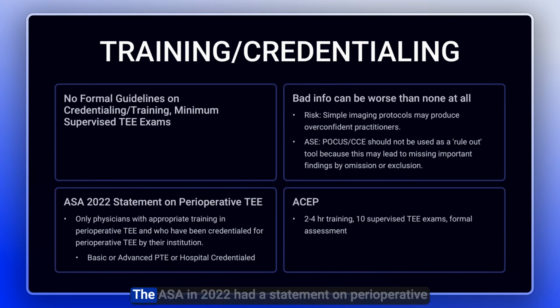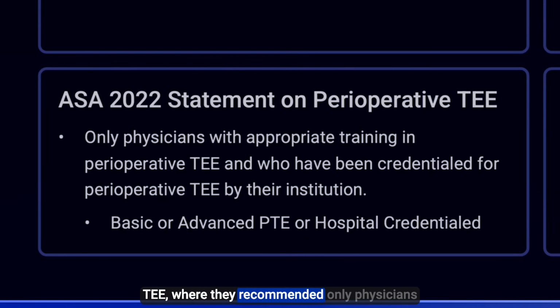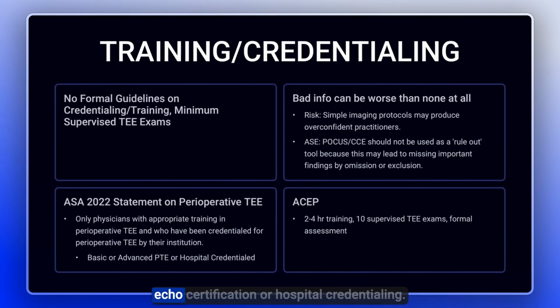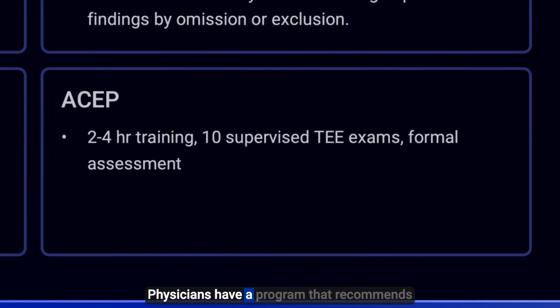society recommendations. The ASA in 2022 had a statement on perioperative TEE where they recommended only physicians with appropriate training in perioperative TEE and who have been credentialed for perioperative TEE by their institution should consider using it. This is where you have either basic or advanced perioperative transesophageal echo certification or hospital credentialing. Also, the American College of Emergency Physicians have a program that recommends 2 to 4 hours of training, 10 supervised TEE exams, and then a formal assessment after that.